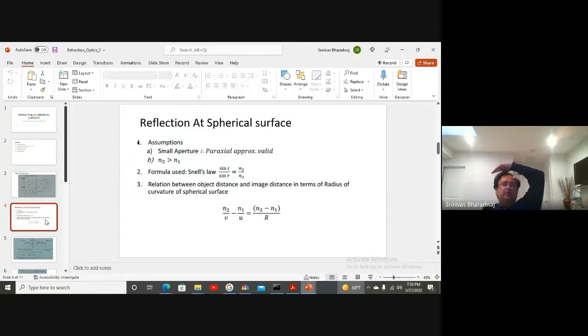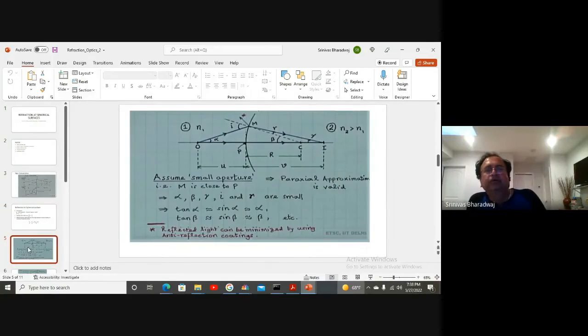n2 by v minus n1 by u equals n2 minus n1 by R for a single refraction. Now, sin i by sin r equals n2 by n1, right? But remember this formula: n2 by v minus n1 by u equals n2 minus n1 by R. So when you apply it twice, you'll end up with 1 by v plus 1 by u equals 1 by f. So assume small aperture and the paraxial approximation is valid.